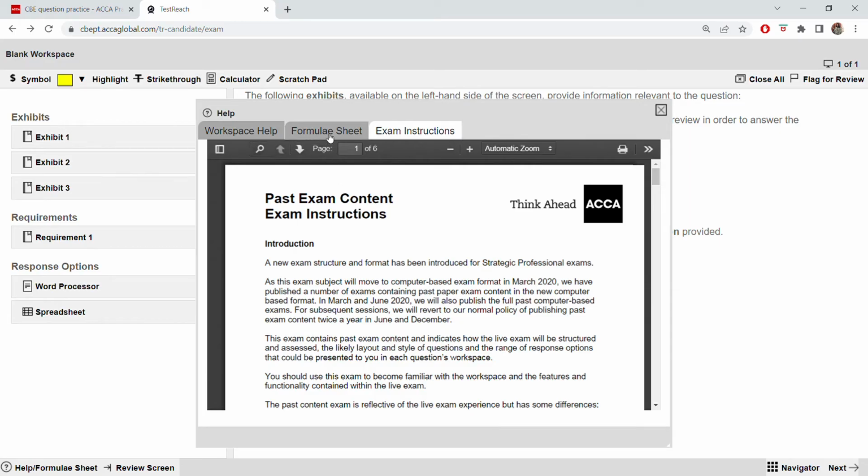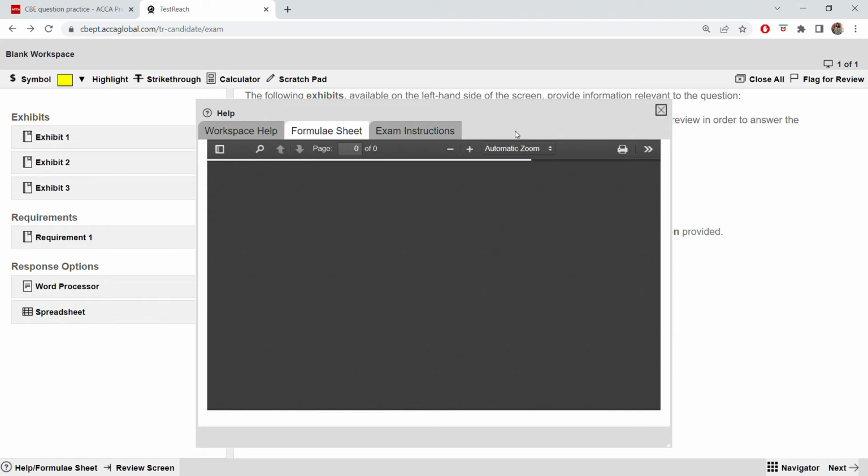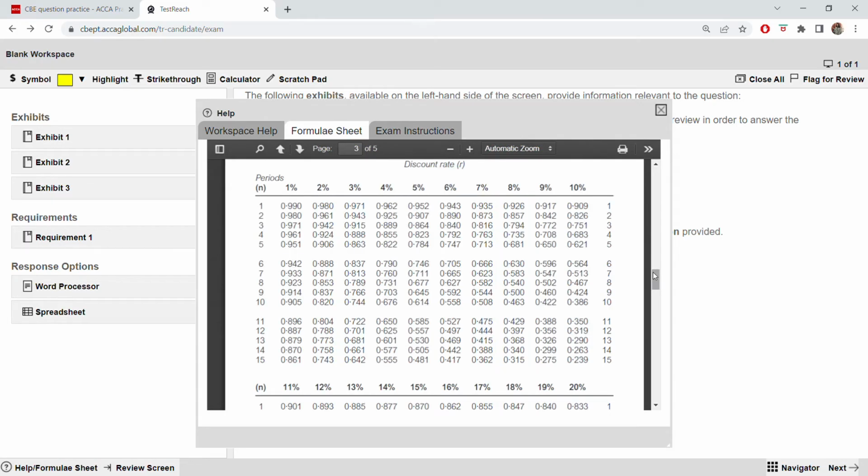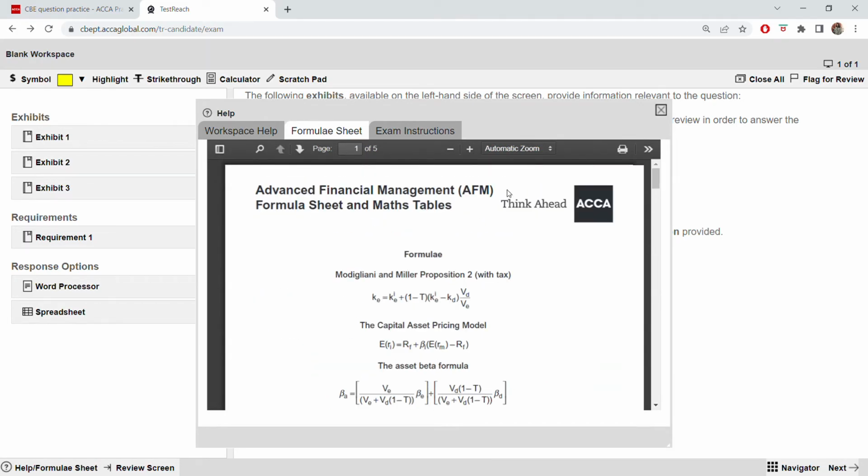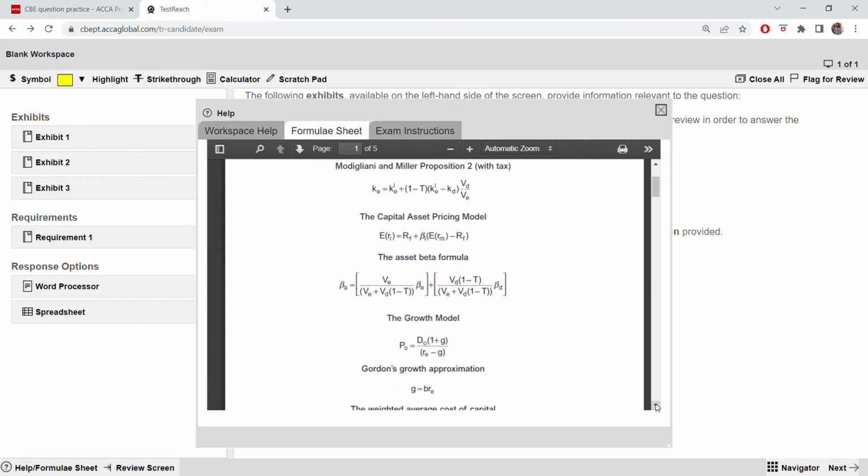Then we are going to the formula sheet. All your formulas are here. Let me take you through it. We have Modigliani and Miller's proposition 2 with tax. This we usually use when we have adjusted present value calculation, where we have to find ungeared cost of equity. Okay, and in this one we need it. Let's see. Then we have capital asset pricing model. We know that. Asset beta formula. This you need for WACC.